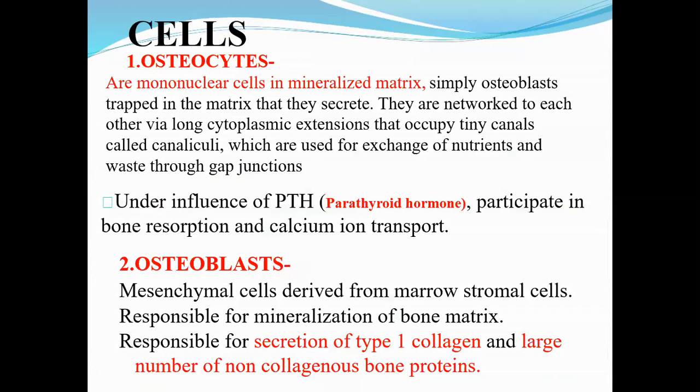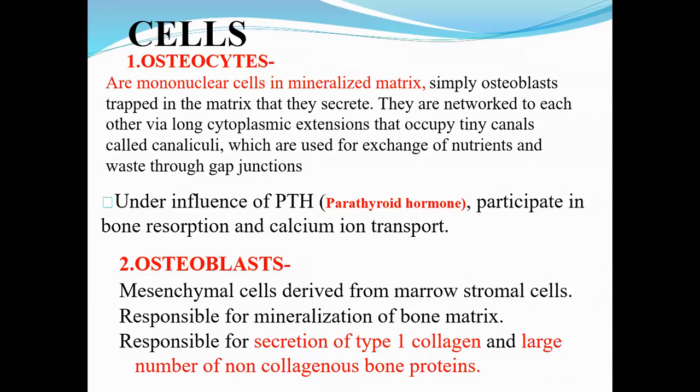Then what are osteocytes? Osteocytes are mononuclear cells in the mineralized matrix. These osteocytes are nothing but osteoblasts that have become trapped in the matrix. They form a network, connected with each other via long cytoplasmic extensions that occupy tiny canals. These are called canaliculi, which are used for the exchange of nutrients and waste through gap junctions.